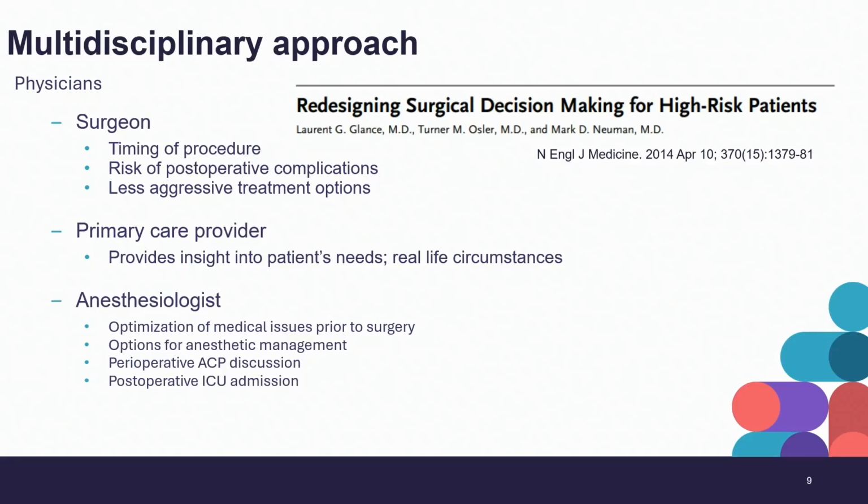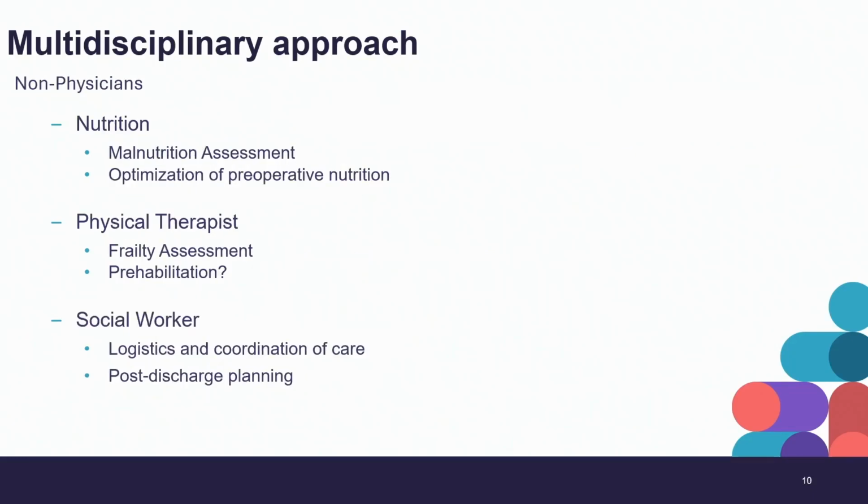When talking about that multidisciplinary approach, obviously, there's the surgeon or proceduralist, perhaps the primary care provider and the anesthesiologist. But sometimes, we can optimize patients before coming to the operating room as well. That's where we may need to get nutrition involved, physical therapy, or a social worker involved as well.